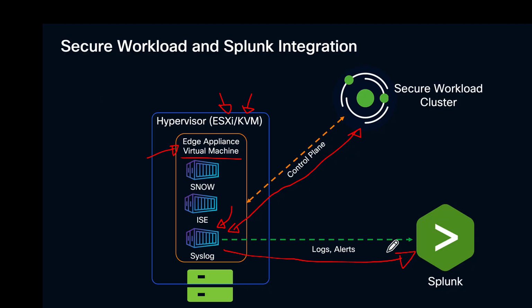And those logs and alerts can be, for example, policy compliance alerts or operational alerts, say, for example, if an agent stopped sending traffic or we see some sort of trouble with the agents. So you can stream that telemetry data to Splunk for further analysis.